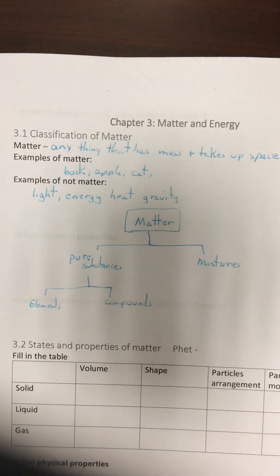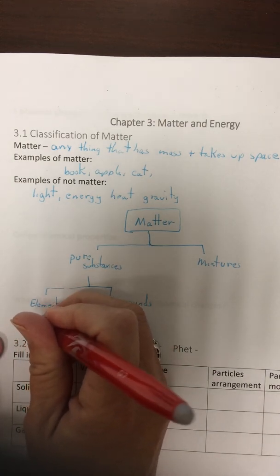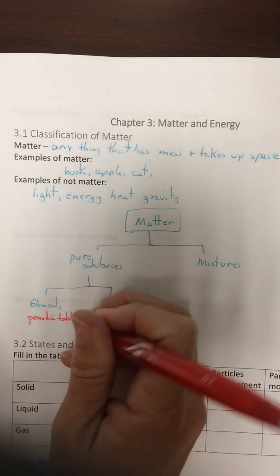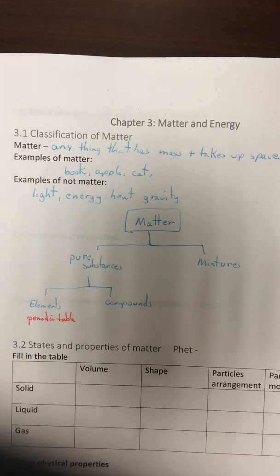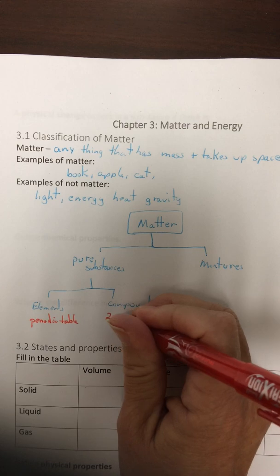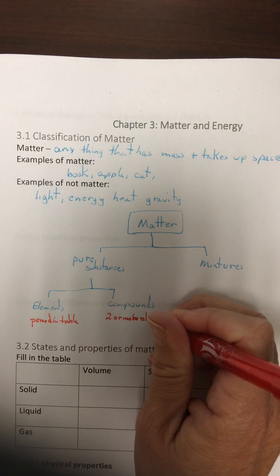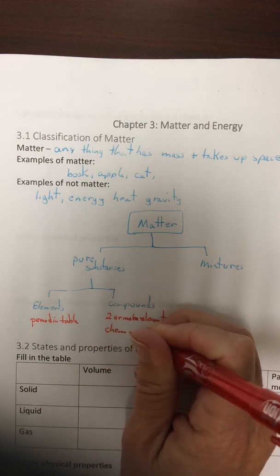Elements can all be found on the periodic table. So we always know which things are elements. If it's not on the periodic table, it's not an element. Compounds are two or more elements that are chemically combined. More elements that are chemically combined.